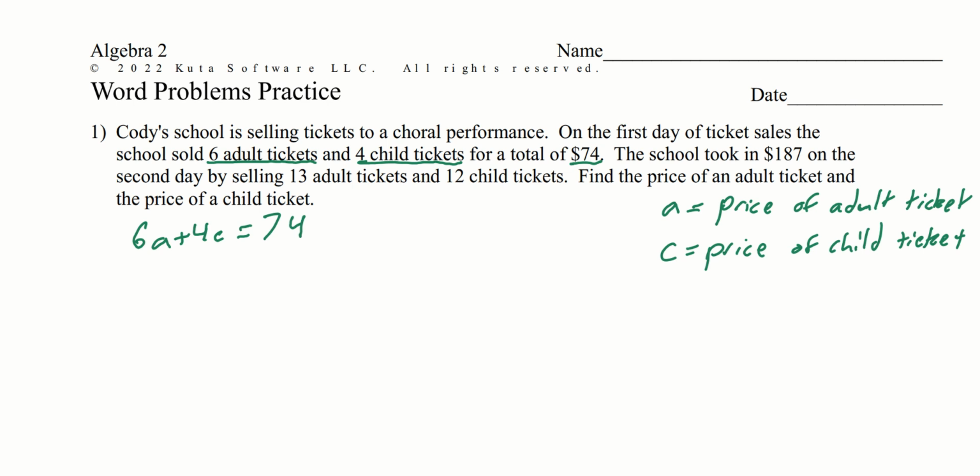And then the second equation is going to be very similar. It's going to come from the next sentence, which says that they made $187 off of 13 adult tickets and 12 child tickets. So again, I would represent 13 adult tickets by saying 13 times the cost of an adult ticket plus 12 times the cost of a child ticket should equal the total that they made that day, which was 187. So this is the jump that we need to be able to make, is taking those descriptions and being able to make equations out of them.